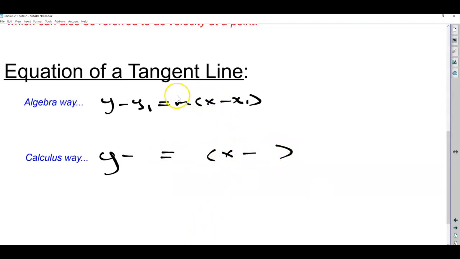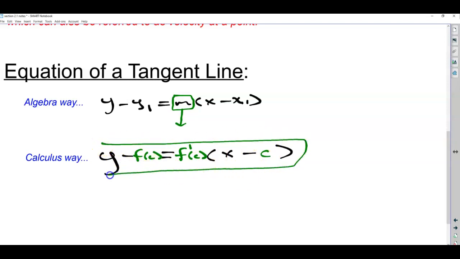Here's what I know. My slope is the derivative at a point c. Well, we had the notation f prime, that little tick mark is prime, at the point c. Well, what is that? c is my input, and as c goes into the function, regular f of c comes out. So this is another way to write the equation of the tangent line. And it's the exact same concept.